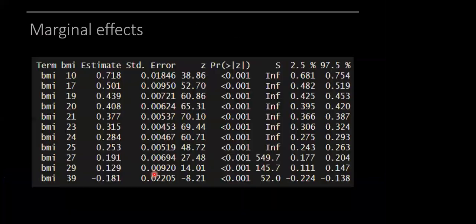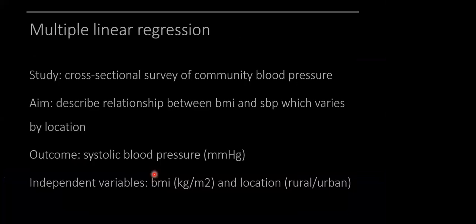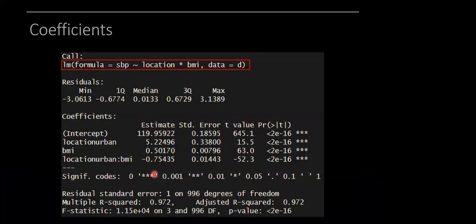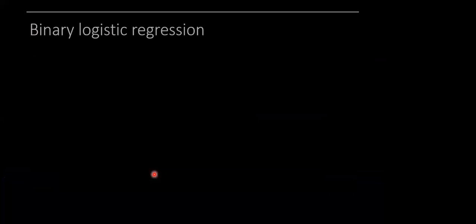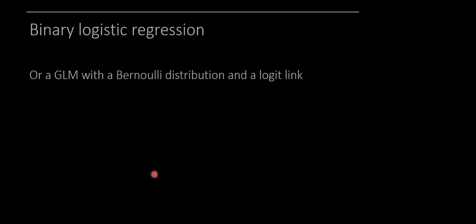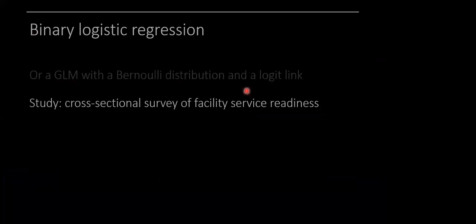Right. As time is really tight, there are some different linear regression examples here, but I want to skip on to logistic regression. This would be a generalized linear model with a Bernoulli or binomial distribution and a logit link.